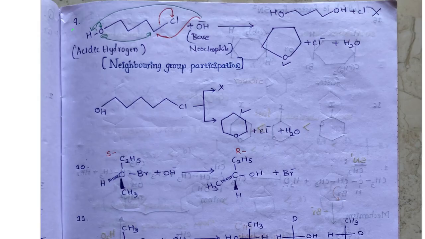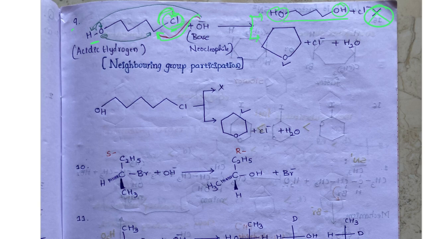Next, the ninth question. Now we have one substrate. Here this is an acidic hydrogen and this is a leaving group. OH is not a good leaving group, we know that. Cl is a good leaving group. In case Cl leaves like this and OH attacks at this carbon, then this may form. Cl leaves here, OH attacks, this is one possibility. But here Krasmaier has given that this product is not formed. Why not? This is one product, this is another product.